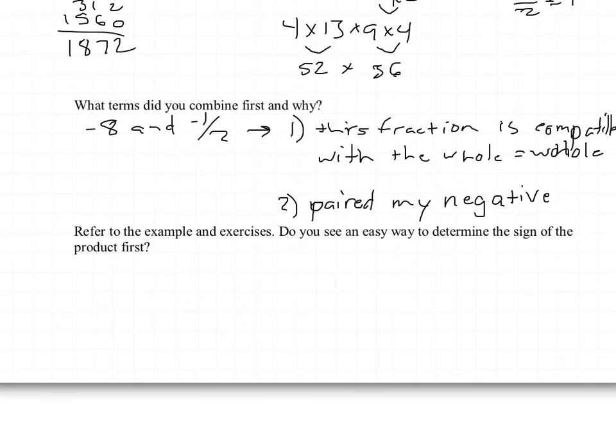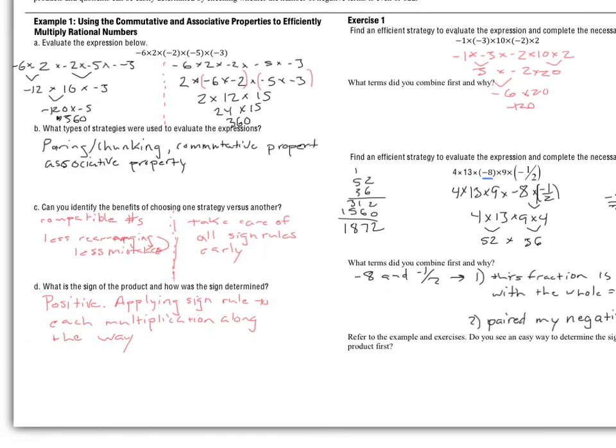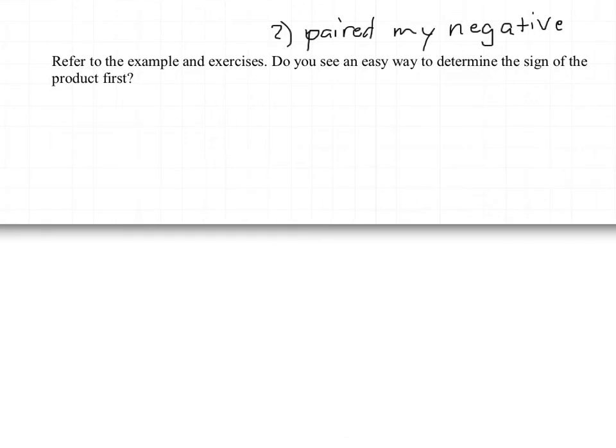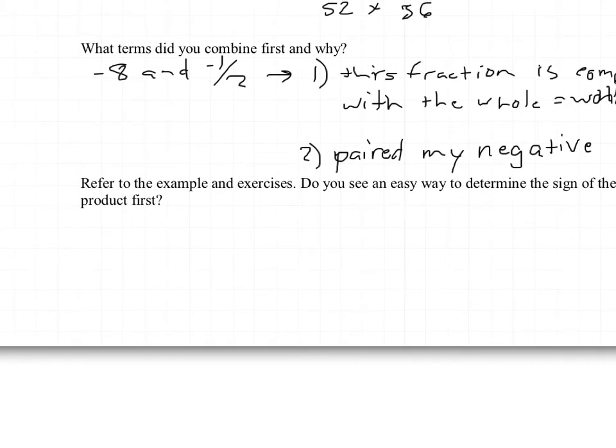Alright, so looking at all this, thinking about what I've done and the way I think about pairing up my negatives, is there a quick way that you think you can determine whether or not the answer is going to be positive or negative without doing any extra work? Think to yourself, what happens when I'm able to pair everything up, and what happens when I'm not able to pair everything up?